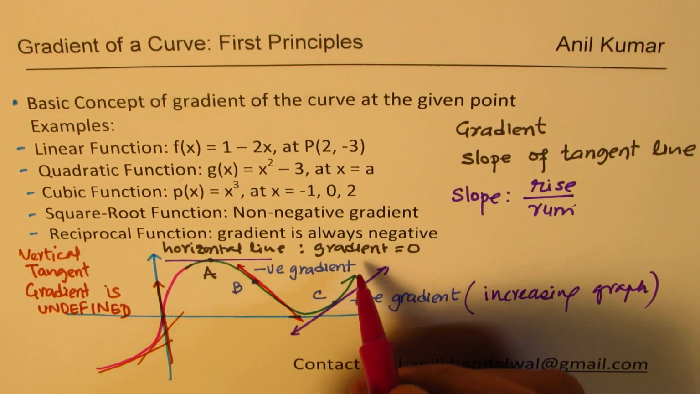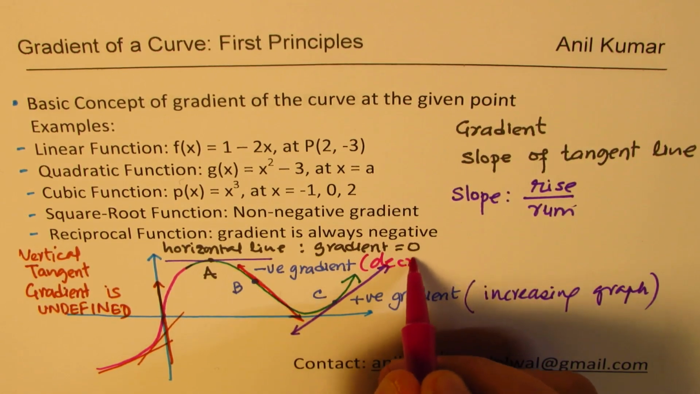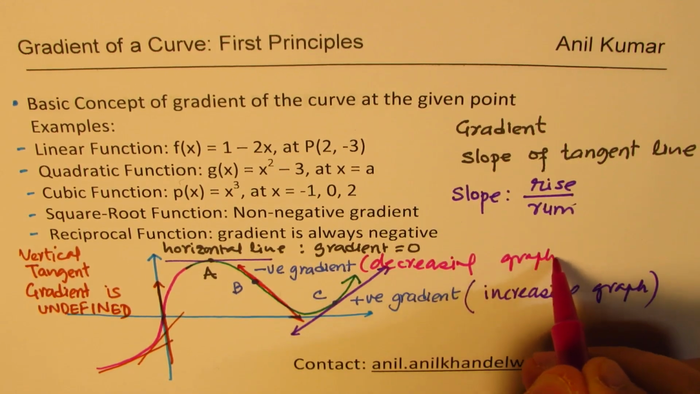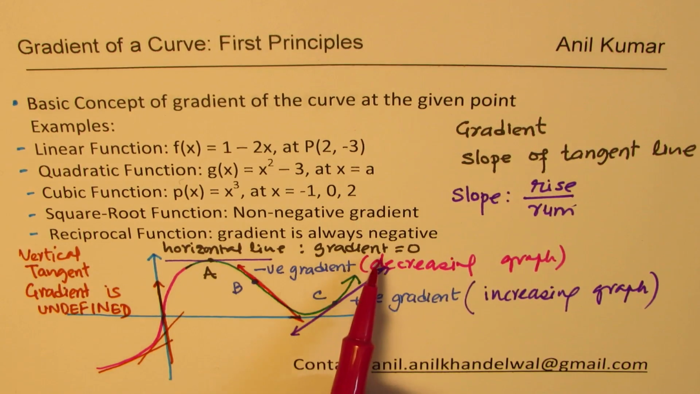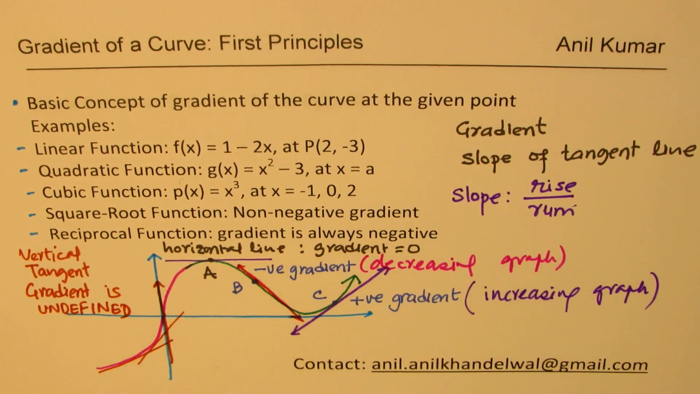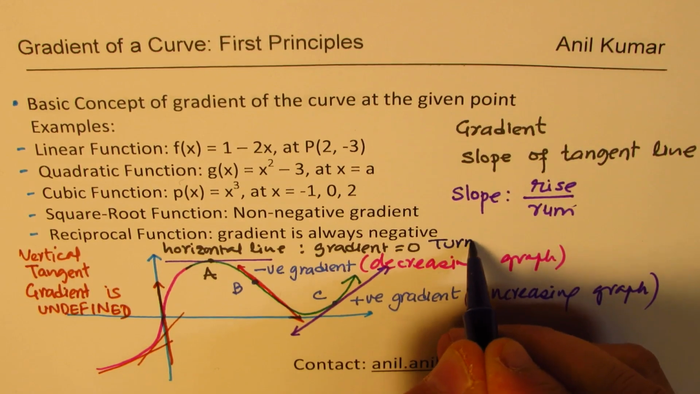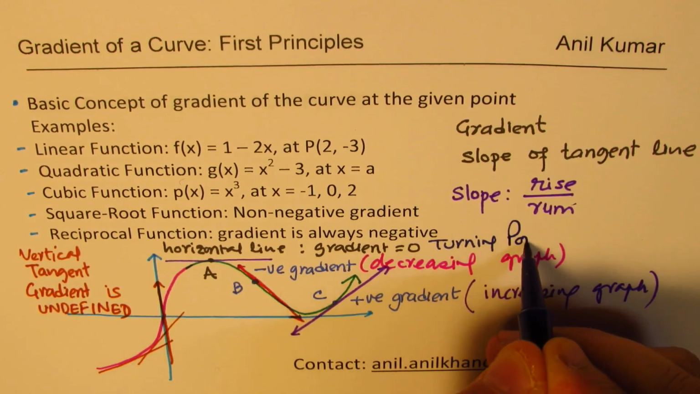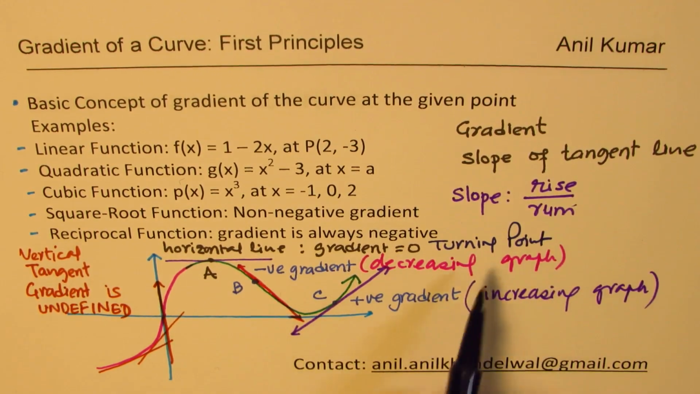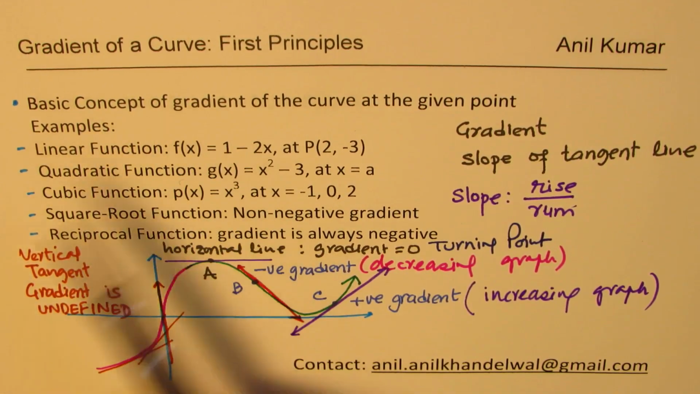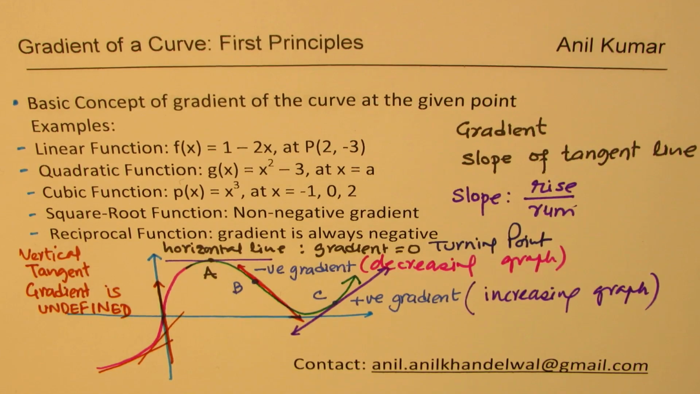Similarly, a negative gradient will mean a decreasing graph. A horizontal line means a turning point. Let's use a different pen here. A horizontal line means a turning point. So these terms could also be used in your word problems related to gradients, slope, tangents, and things like this.